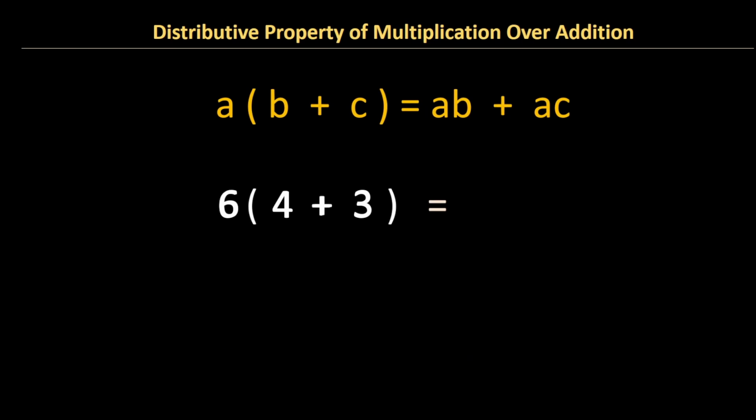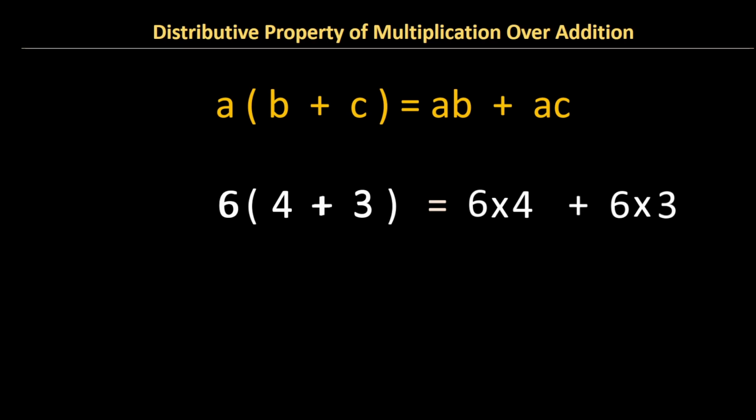Now let's look into the distributive property of multiplication using numbers. Here 4 and 3 are grouped inner numbers and 6 is the outer number. So if you add the grouped inner numbers together, then multiply by the outer number 6, that will produce the same result as each inner number 4 separately multiplied by the outer number 6, then inner number 3 separately multiplied by the outer number 6, then add them together.